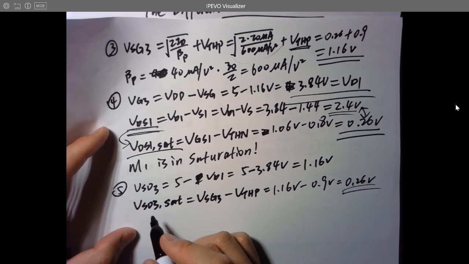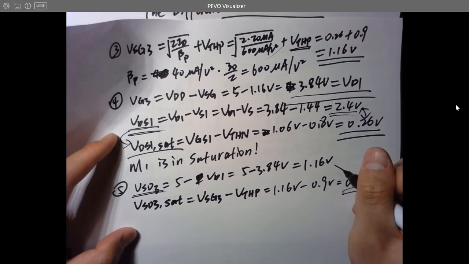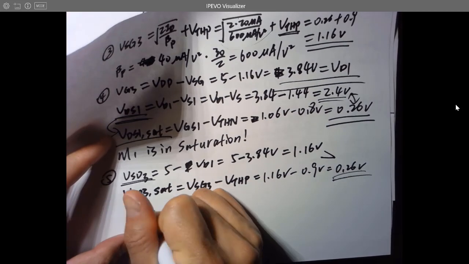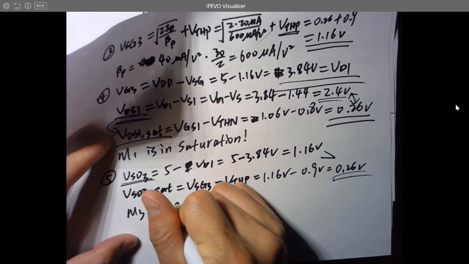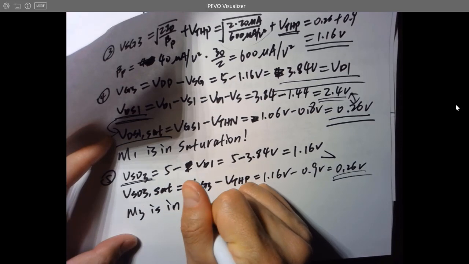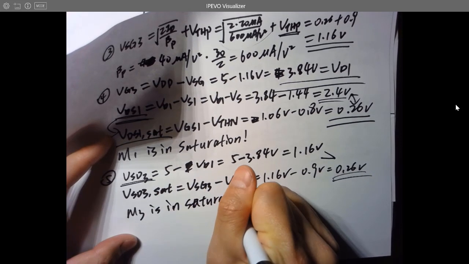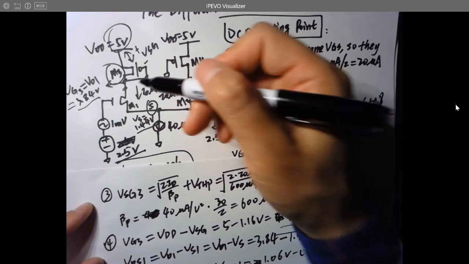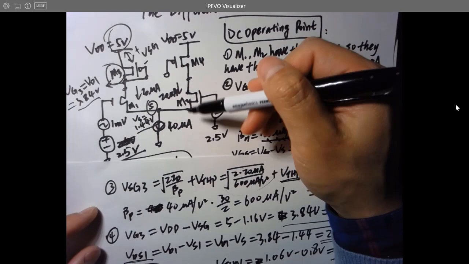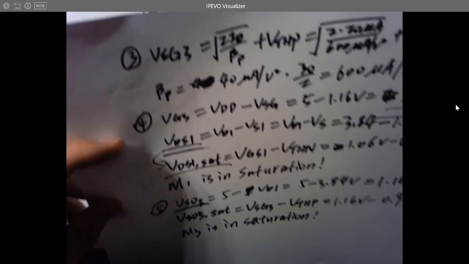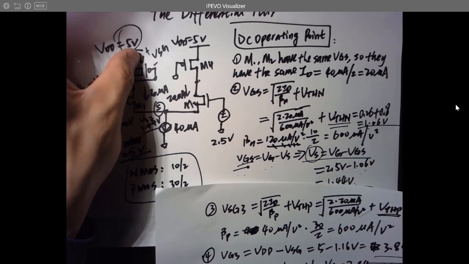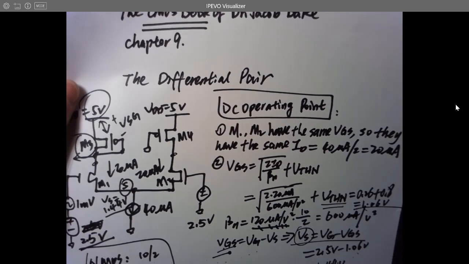So you can definitely tell that VSD3 is larger than VSD3 set. So M3 is in what? In saturation as well. So two have been figured out, and we have two left. Okay, so these two are a bit more difficult, but let's work on this.